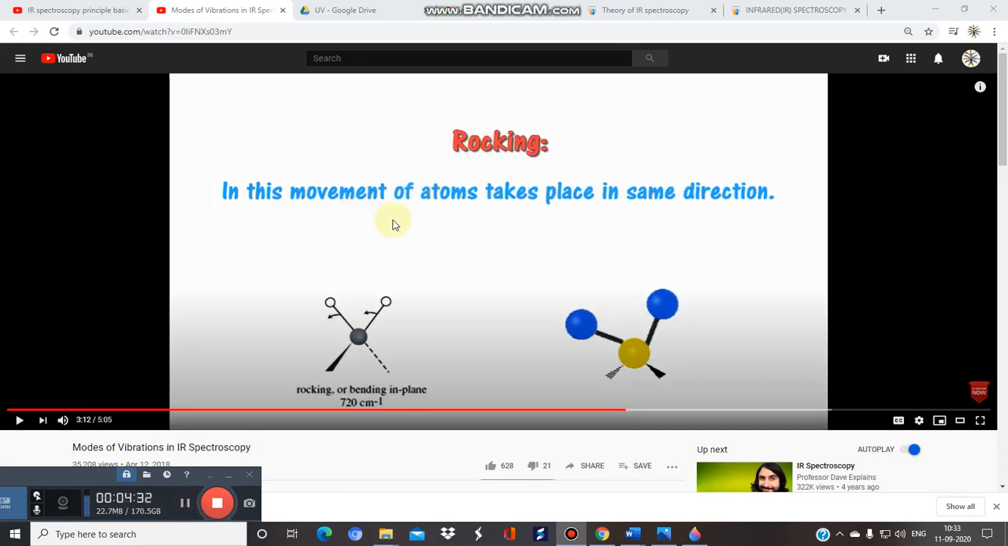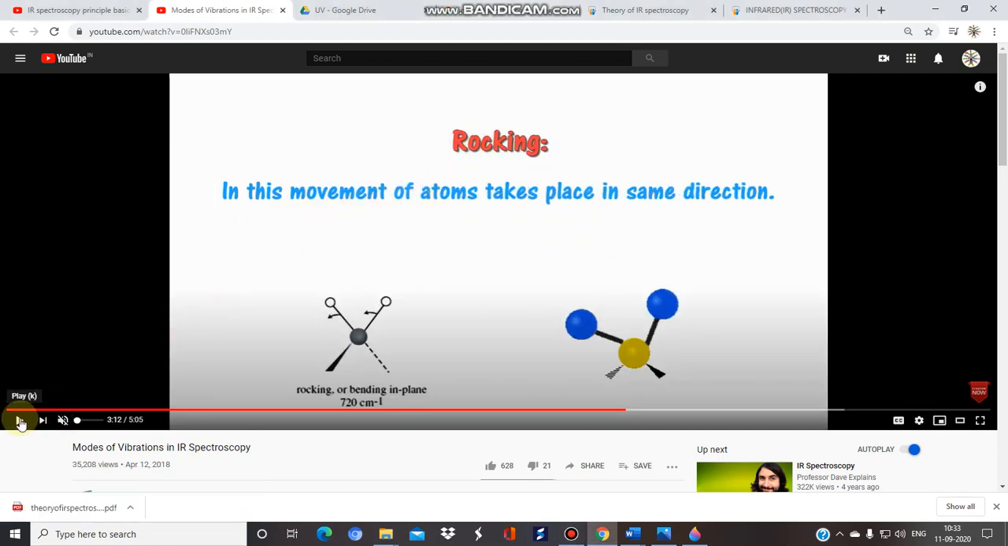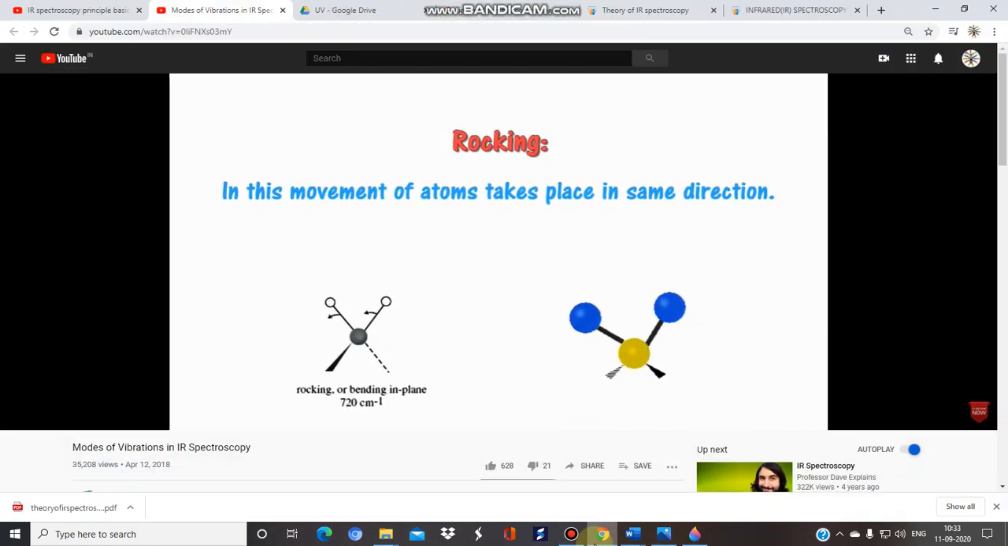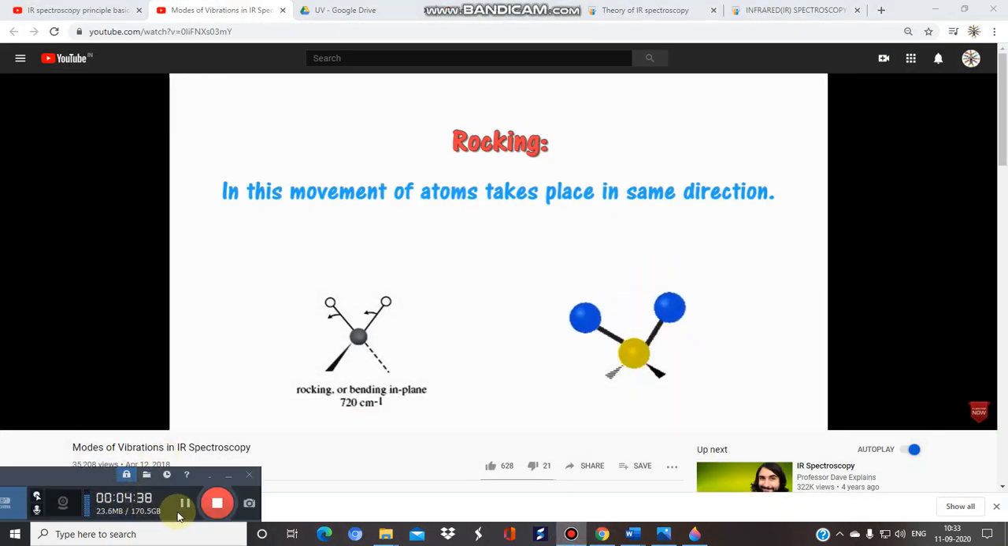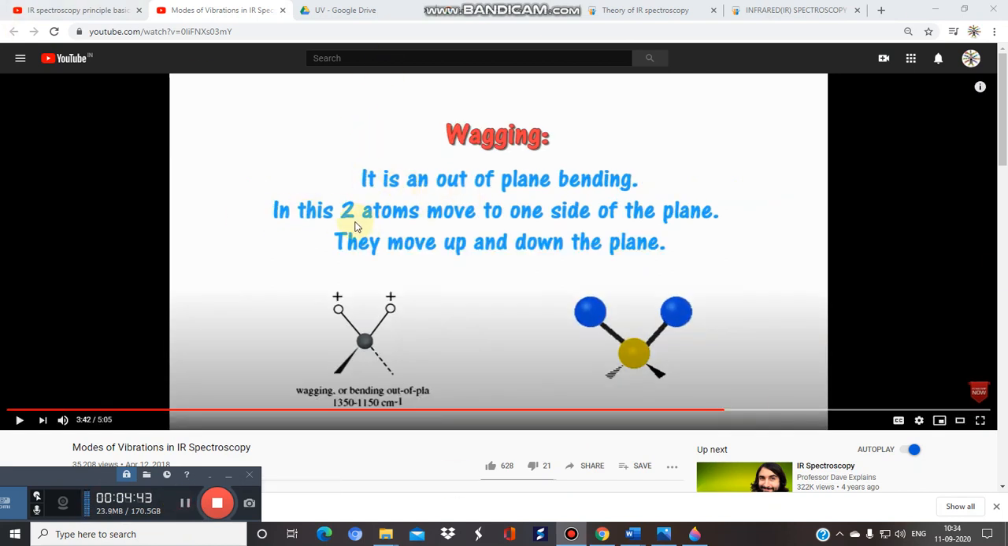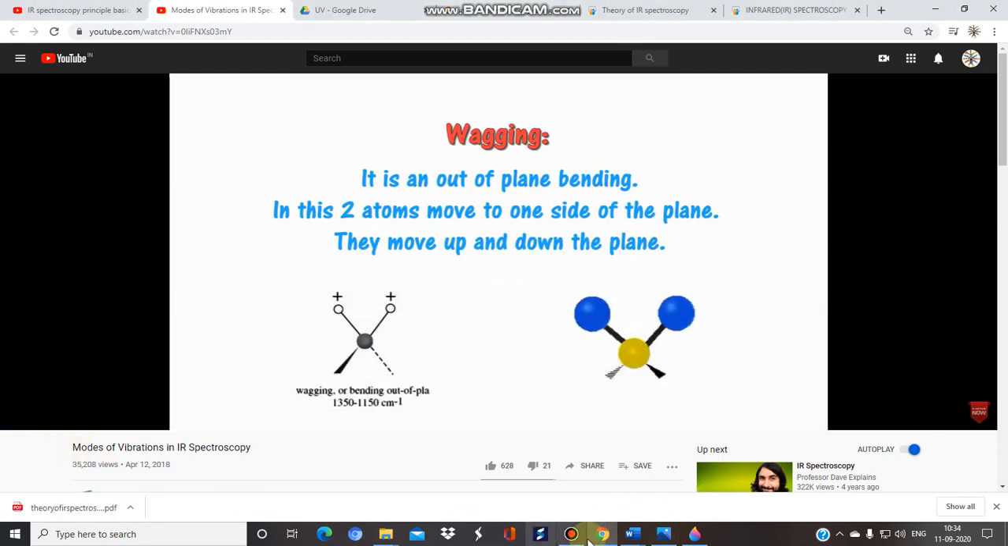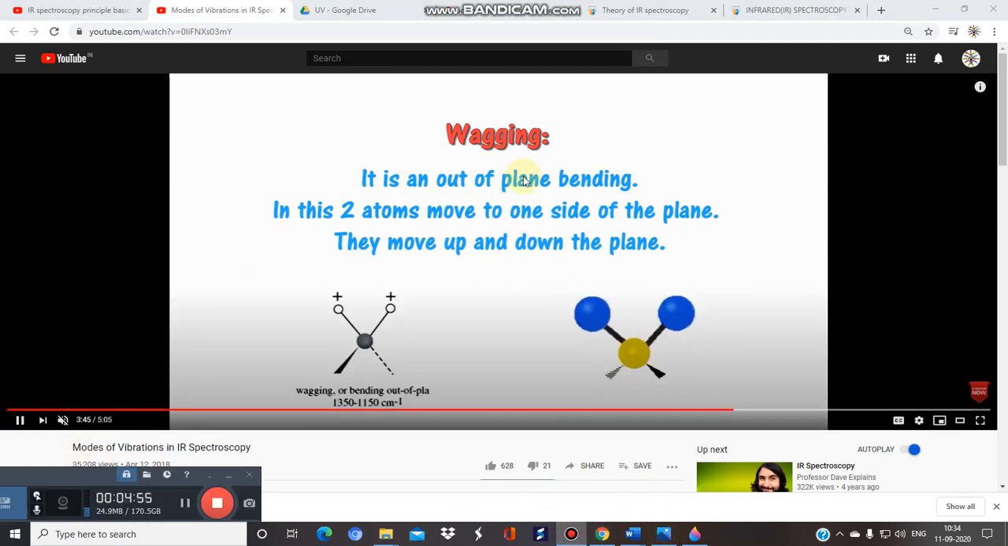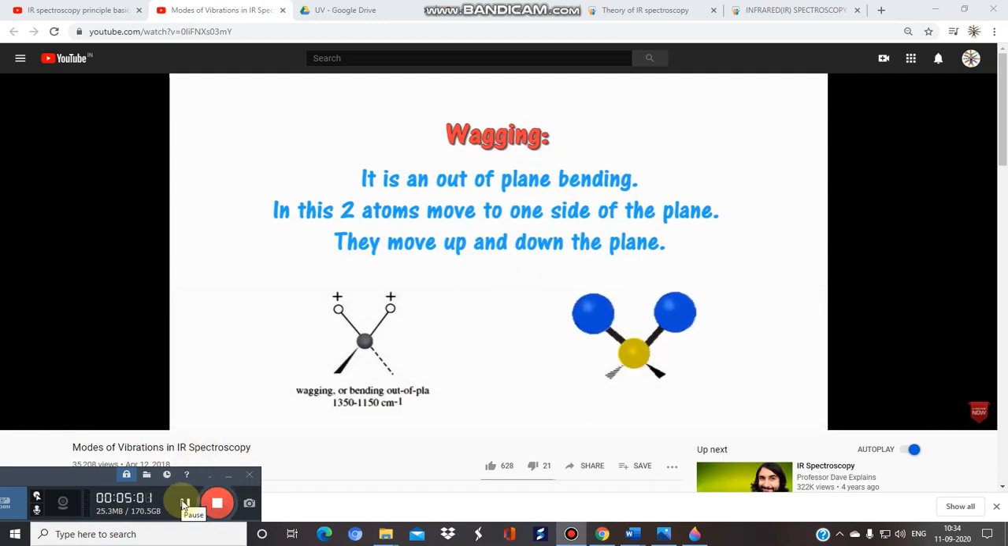In rocking, the movement of atoms takes place in the same direction. Just see this video. Okay, in the same direction it is moving. Very simple. Now see wagging. In this, what happens? Two atoms move to one side of the plane, they move up and down the plane. Just see this. I'm again running this video. In this way, this is the wagging type of vibration.